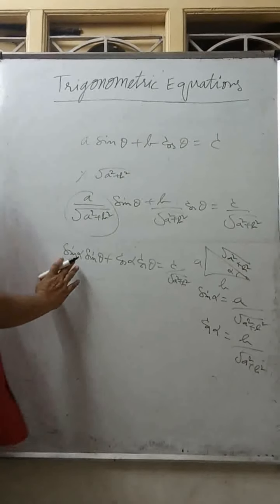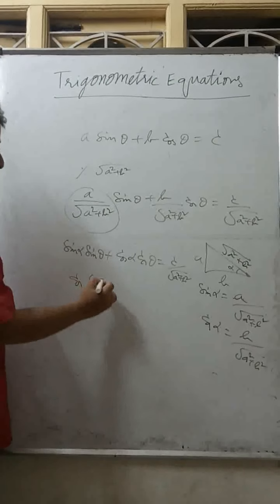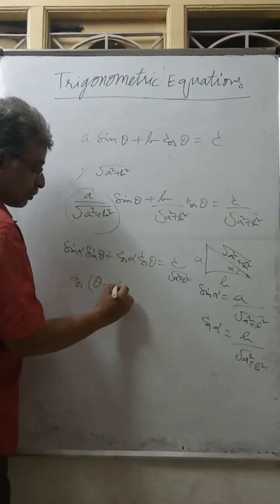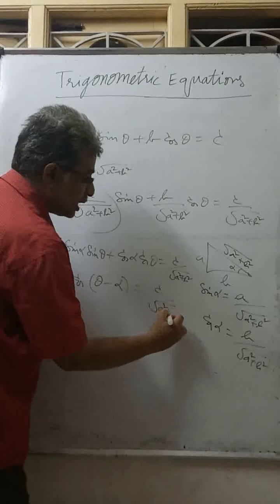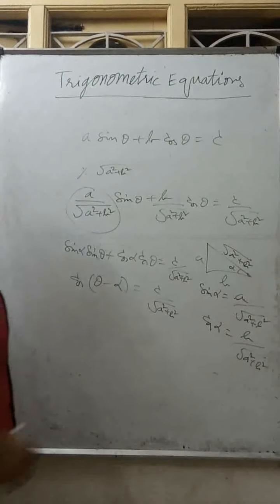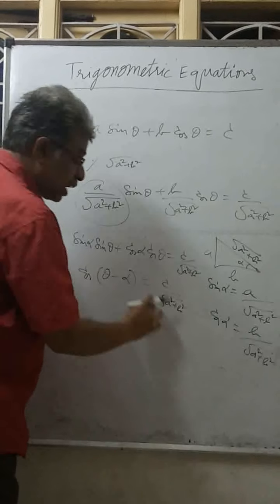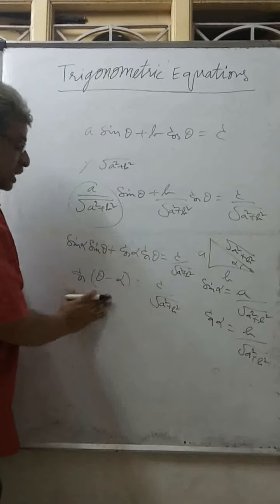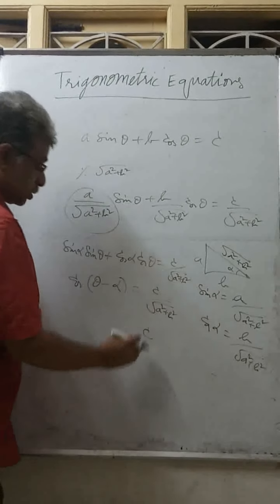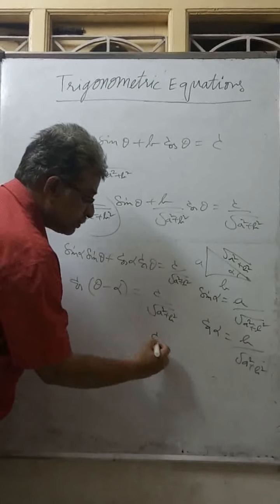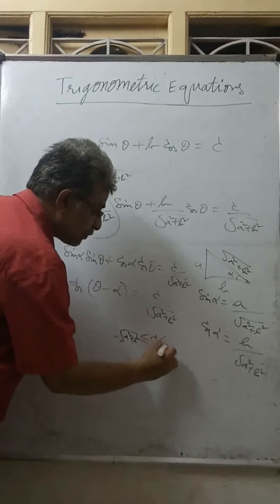Now what happens is, this is cos a cos b plus sin a sin b, means cos of a minus b formula. So cos of theta minus alpha equal to c by root of a square plus b square. This is cos inverse of some value, whatever may be. So this value always lies between minus 1 and plus 1, because this is cos theta, and it must lie between minus 1 and 1. So c by root of a square plus b square lies between minus 1 to plus 1. So automatically c must lie between minus root of a square plus b square to plus root of a square plus b square.